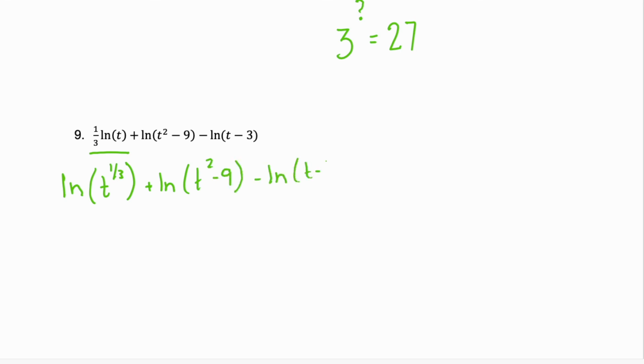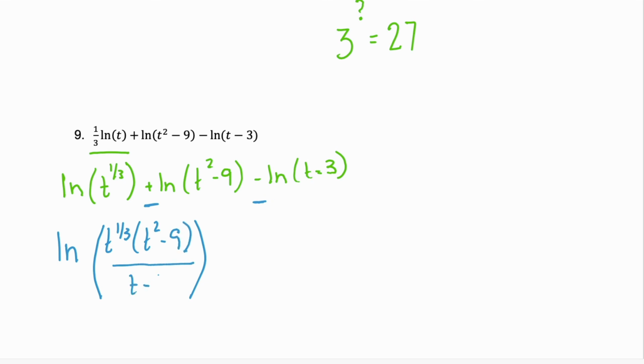And notice that all 3 terms are natural logs, so we can easily combine them into one natural log. Okay, next step. Notice that the first 2 terms are being added together, so that's our product property. And the third term is being subtracted, that's our quotient property. So we combine these, the natural log of the 2 things being multiplied together, t to the 1/3 times t squared minus 9, divided by that last argument, t minus 3.